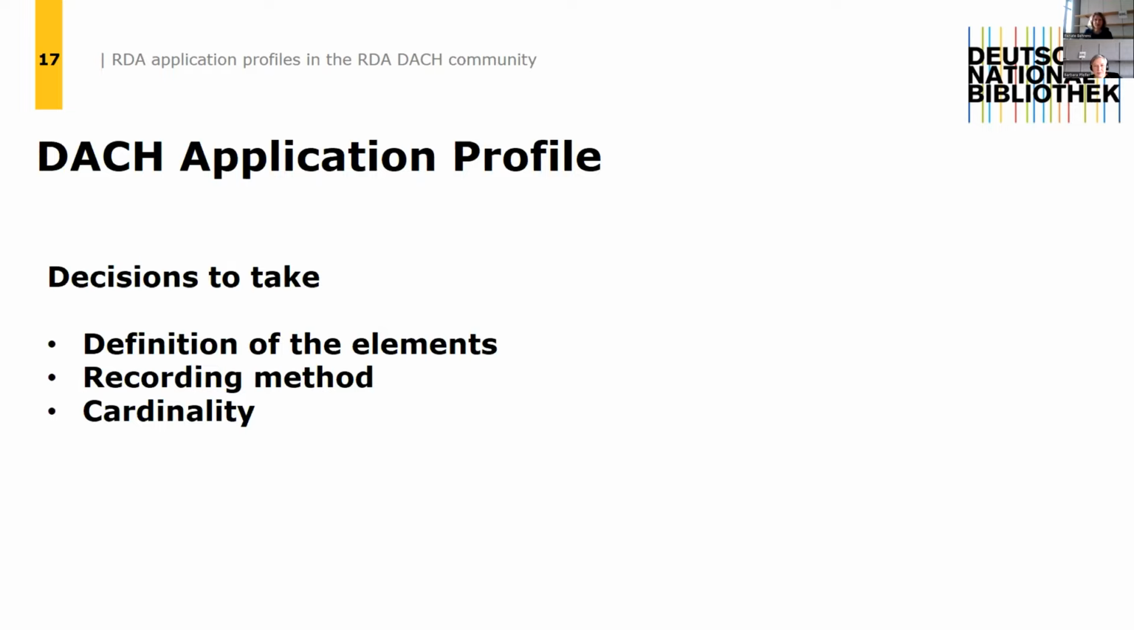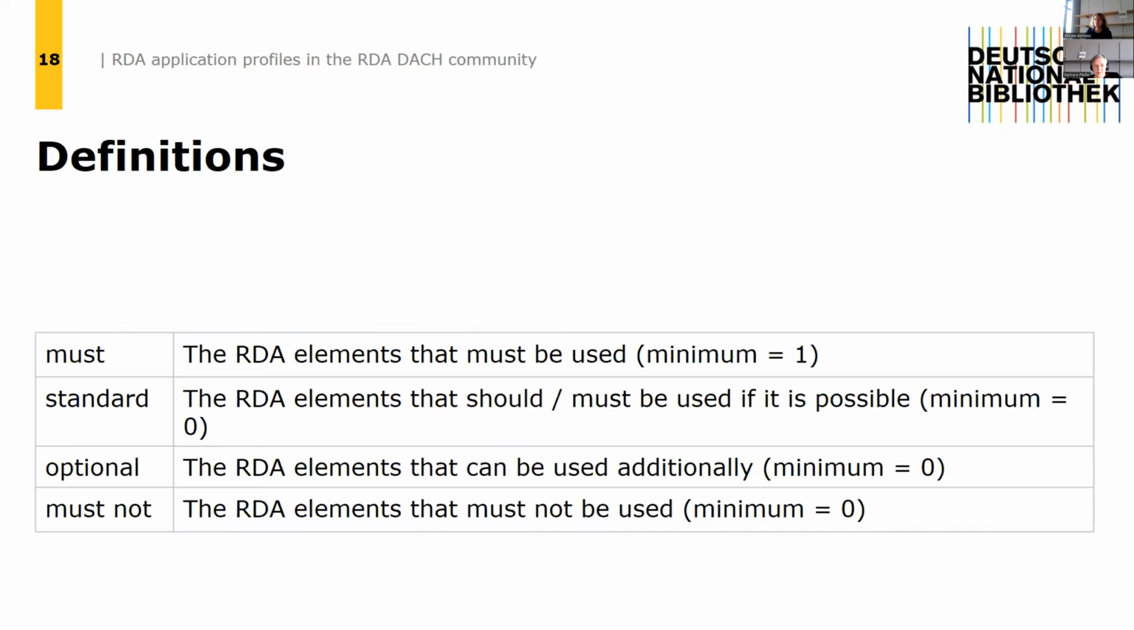First of all, we had to take some definitions. What does application profile mean? What do we need? What can we do? We had to take decisions about the definition of the elements. We had to take a decision about using the recording methods or not, and about the cardinality. This was the easiest one. Let us start with the definitions.